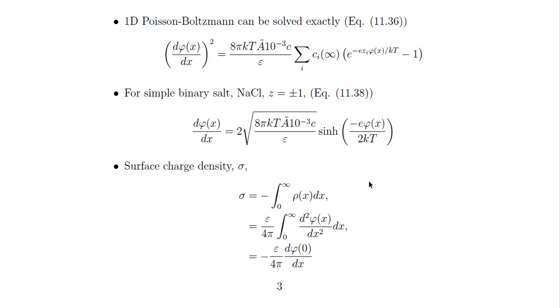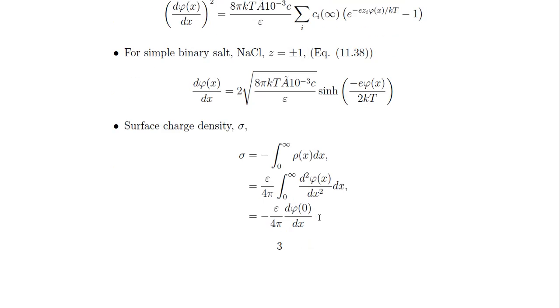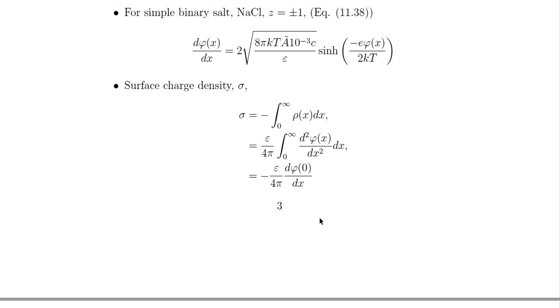Okay, so the surface charge density at the membrane surface, how many charges it has, we can calculate using this equation: sigma equals minus epsilon d phi naught over dx. So we can calculate the surface charge density, how many charges are in that membrane.